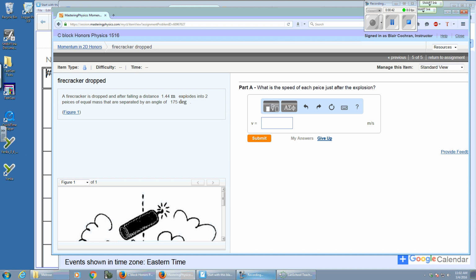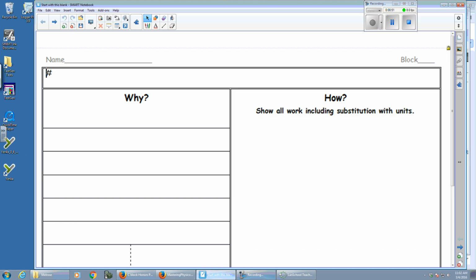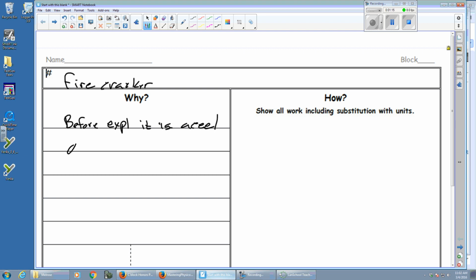So what's going on during the first half of this problem? The firecracker is accelerating downward. We could describe that as a projectile or in free fall. You know, they mean the same thing, right? So we're doing the firecracker. So before the explosion, it is accelerating down at 9.81 meters per second squared, right?